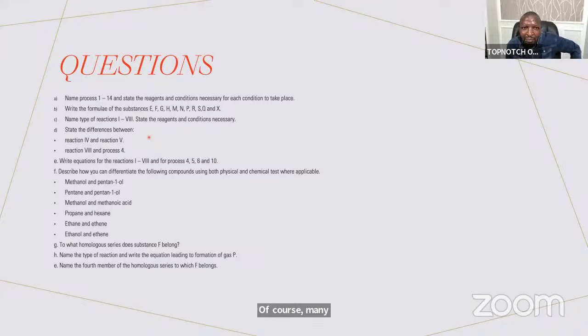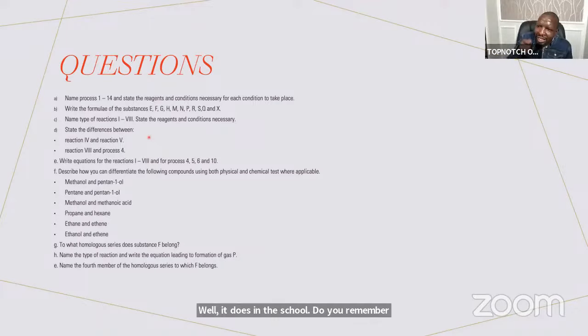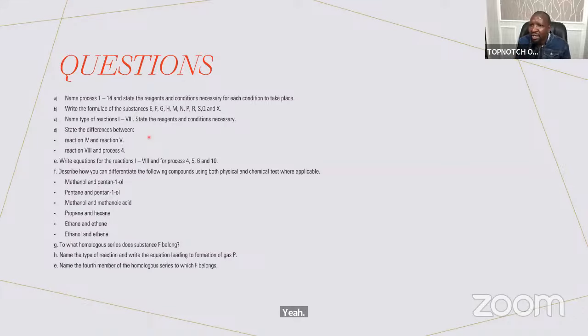It's only that the theory people used to mark it, but that thing has even been expunged from KLB. Remember, acidified potassium dichromate only tests for ROH and ROH alone. The only one that will test for ROH and double bond or triple bond is acidified potassium permanganate. And when you are asked, don't say the color changes. Tell us the acidified potassium dichromate changes from orange to green, and use the word changes, not turns.